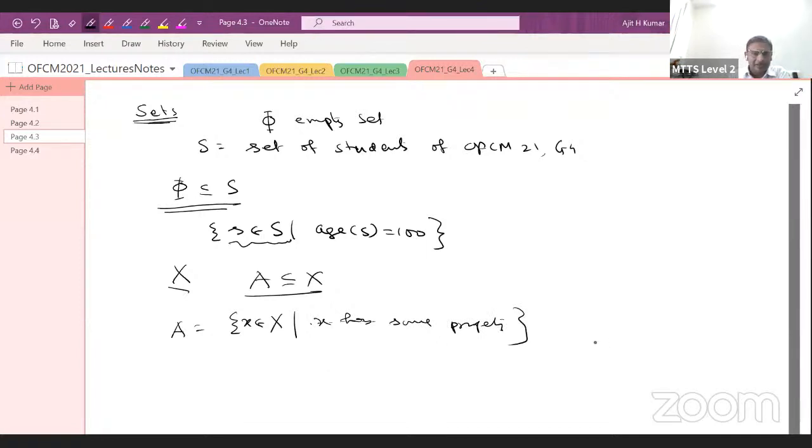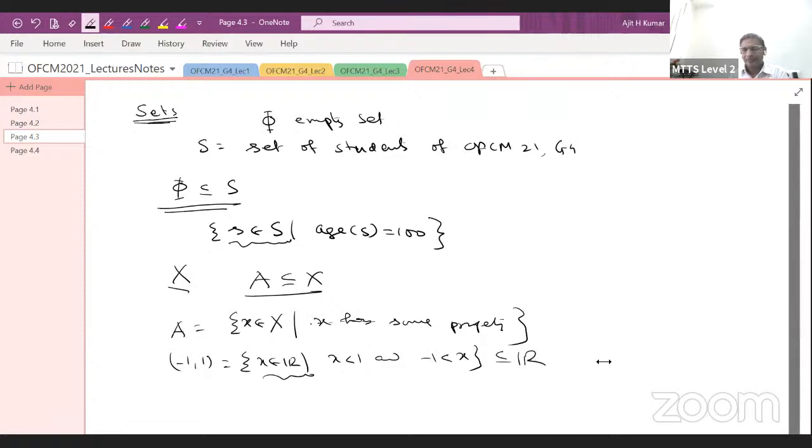So you see that when we define this set -1 to 1, we defined all those real numbers x such that x is less than 1 and -1 is less than x. And that is a subset. So the moment I say all those x such that this, it is a subset of R. Okay, fine. Let me give you some exercises because it's already almost time.